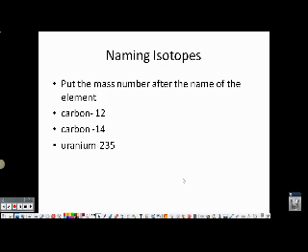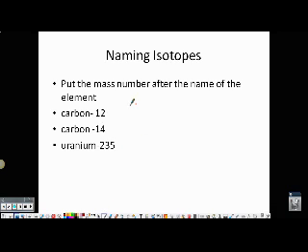Alright. This is another way of naming isotopes. We can put the mass number after the name of the element. So we take the name of the element and what would this number 12 represent? The mass number. How could I find out how many protons that carbon has? Look on the periodic table. Find carbon. And when you find carbon, you'll find that its atomic number is equal to 6. So it has 6 protons and 6 neutrons.